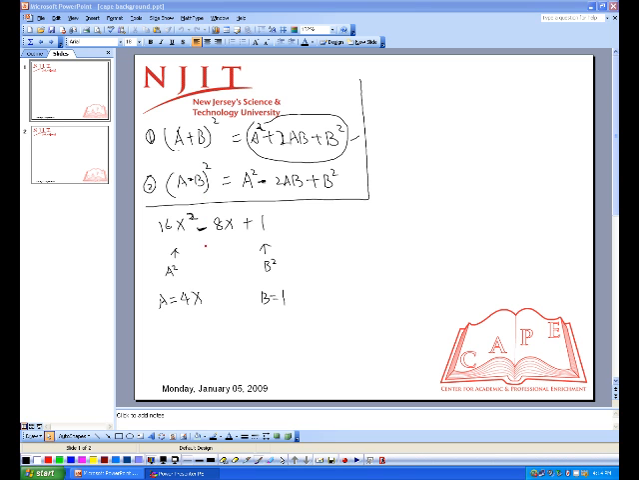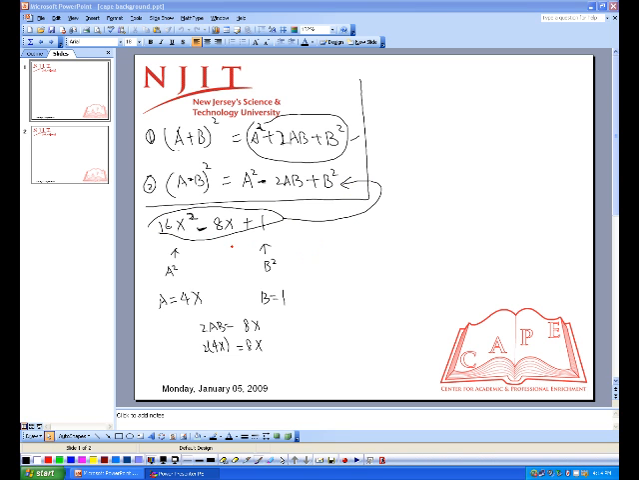Okay, now remember we still have to check if 2ab is equal to 8x. Well, a is 4x, b is 1. 4x times 1 is 4x. 2ab is 4x times 2, which gives you 8x, okay? So this is equal to 8x. That means this also exactly satisfies formula 2.